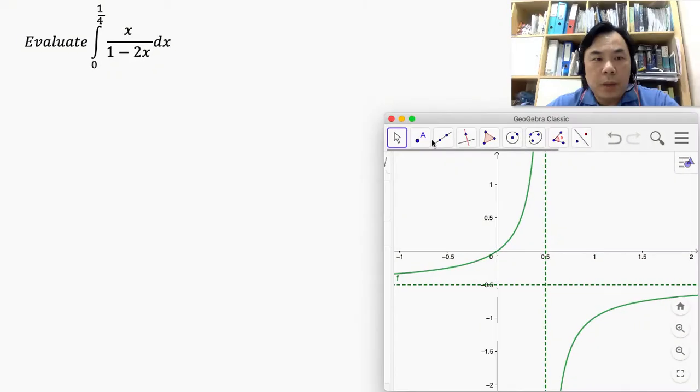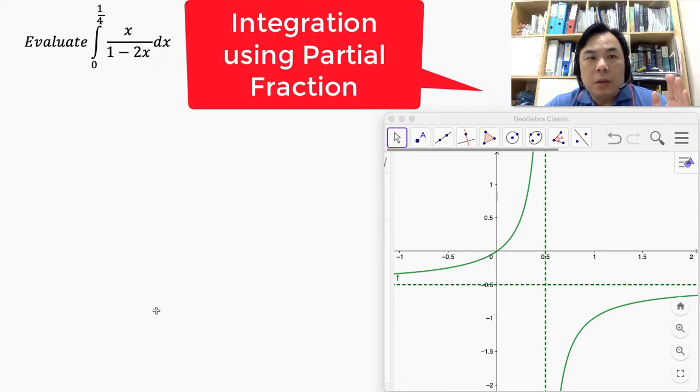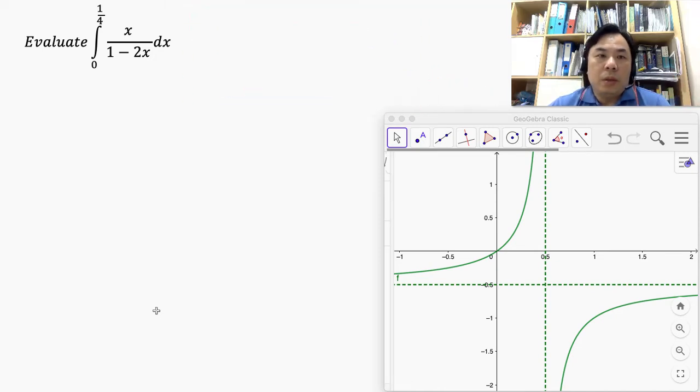All right, welcome back. Now we're going to start with the first method of integration, integration using partial fraction. Now this is the question that we're going to evaluate using integration by partial fraction. Now how are we going to apply partial fraction to this integration?